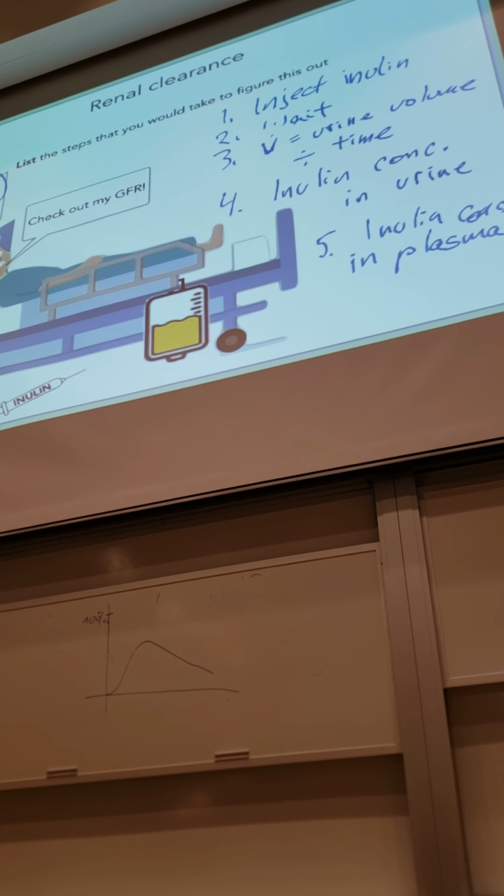And that will tell you how much of that plasma has entered the nephrons, or entered the tubule portion of the nephrons per unit time. Okay, that's the GFR. Okay, so we can use this chemical to tell us about GFR.